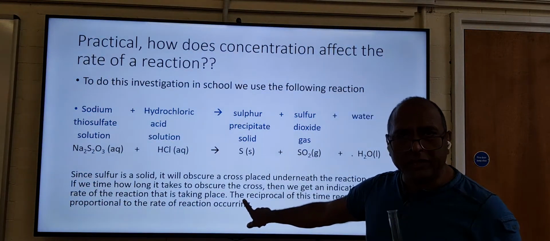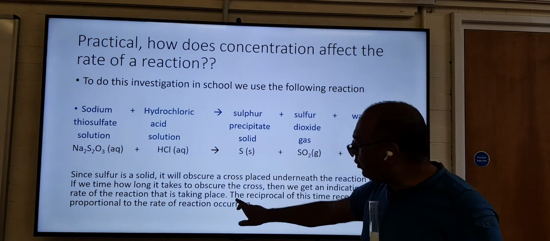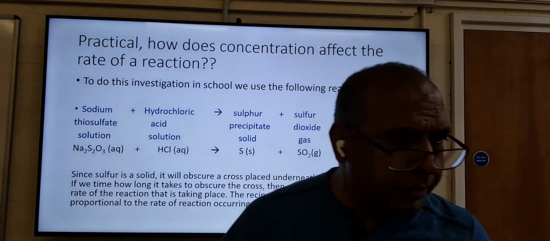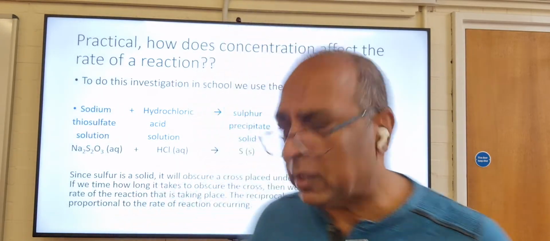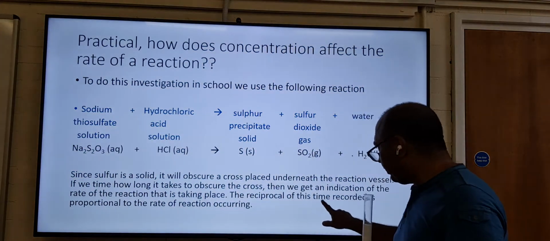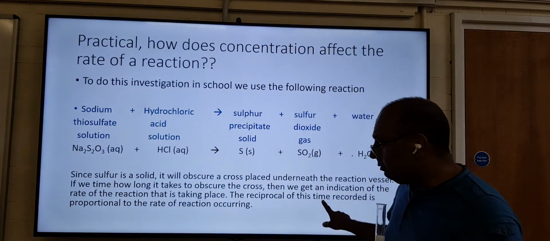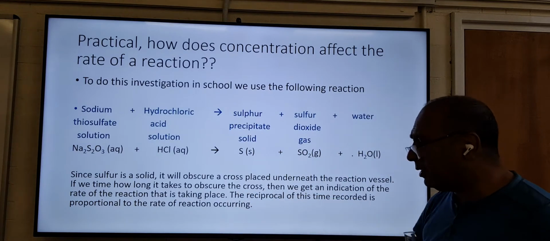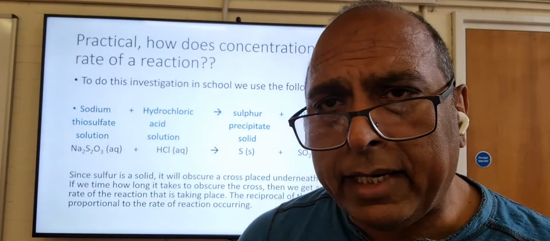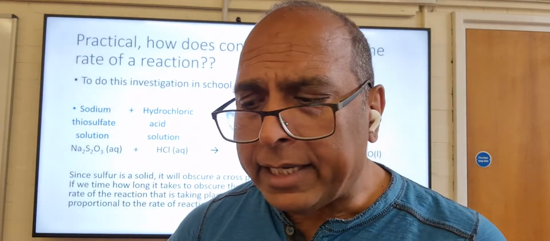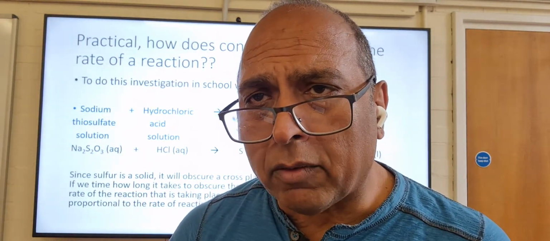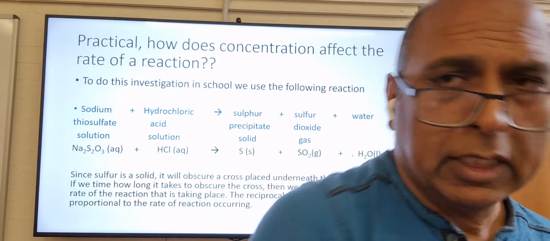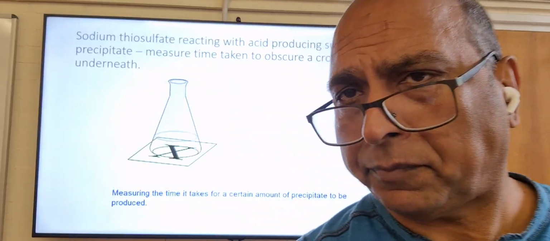This is probably the hardest idea to take on board: the reciprocal. The reciprocal means 1 over. 1 over the time of how long it takes to obscure the cross. 1 over the time is our indicator of how fast or slow a reaction is. Let's go to the next slide.